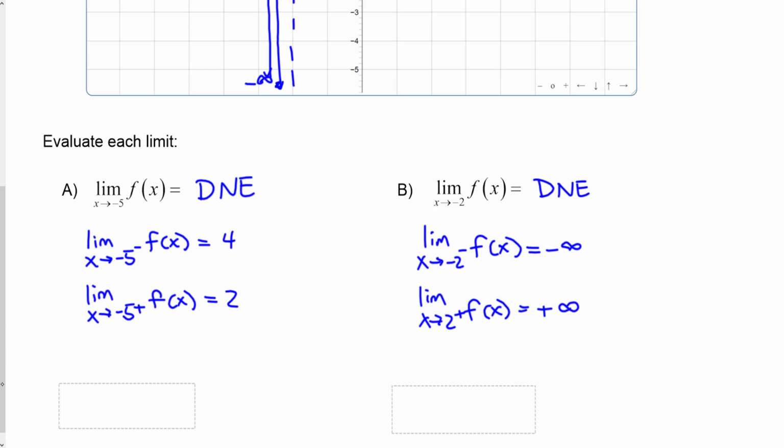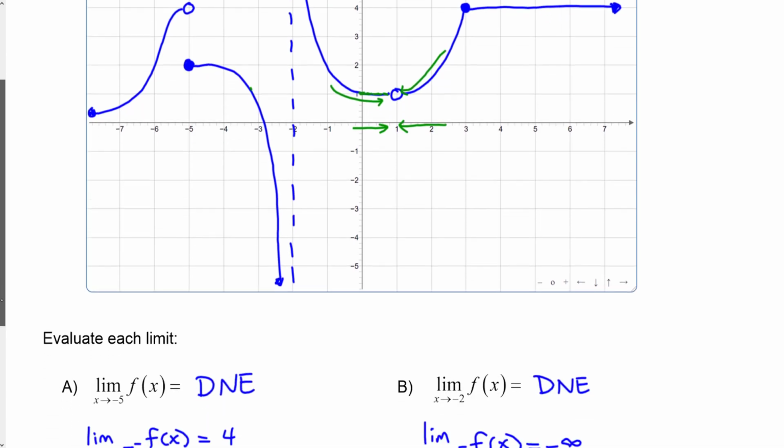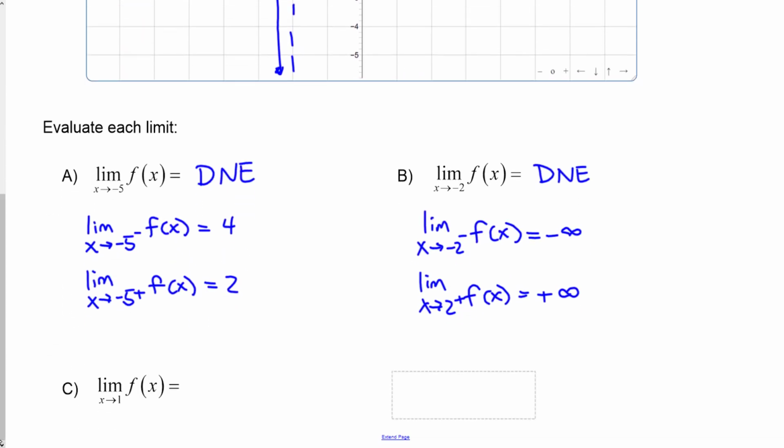All right, then next up is the limit as x approaches 1. So let's see what happens when we let x approach 1. Coming from the left-hand side, we're letting x go to 1, so the y values here are also going to 1. The x values go to 1 on the x-axis, which means the y values are also going to 1. So these things agree. So since they agree, the limit as x approaches 1 is 1.